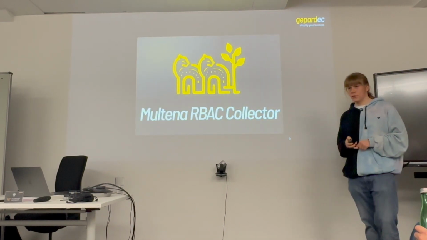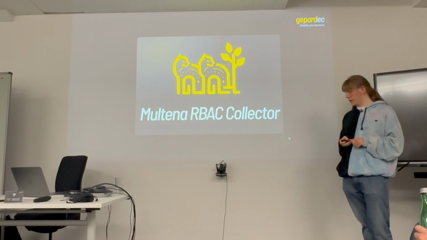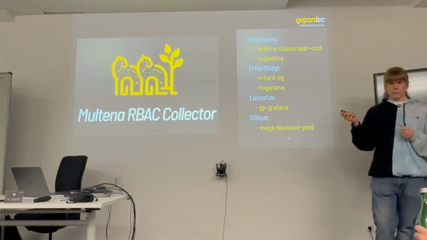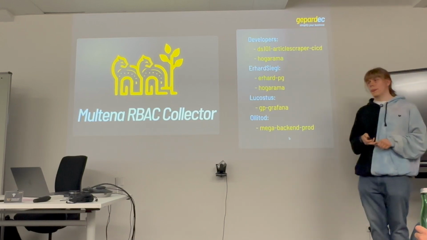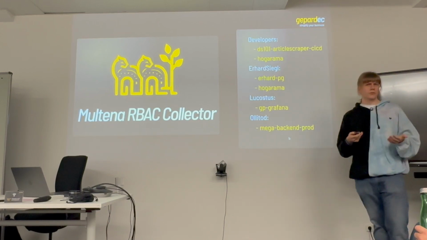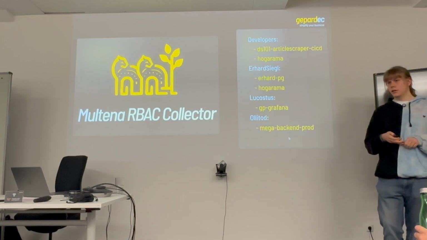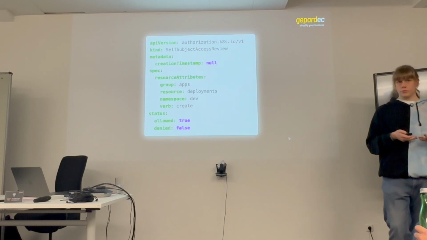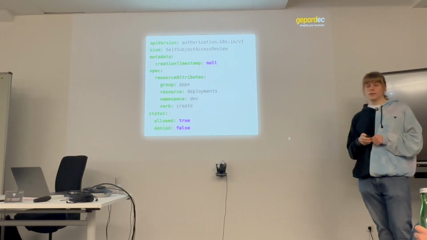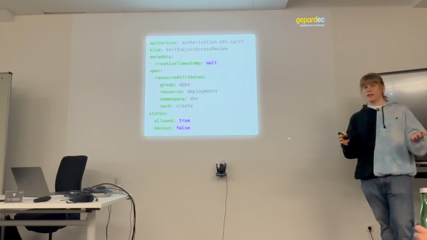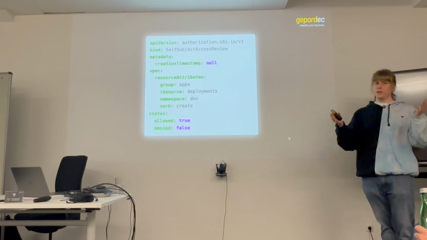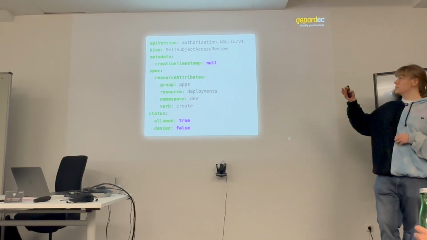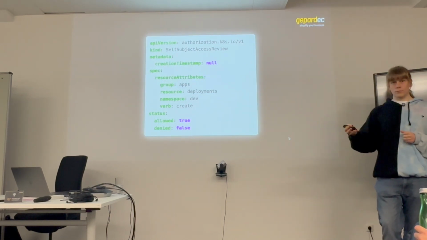And the last thing I'm going to talk about is the Multena RBAC collector, because if you can remember, we had this format for our labels, and you don't really want to write that per hand or manually. So initially we tried to have subject access reviews. And if you have a dashboard with 10 panels and 3 namespaces per query, that's 30 requests or 30 subject access reviews for one dashboard.